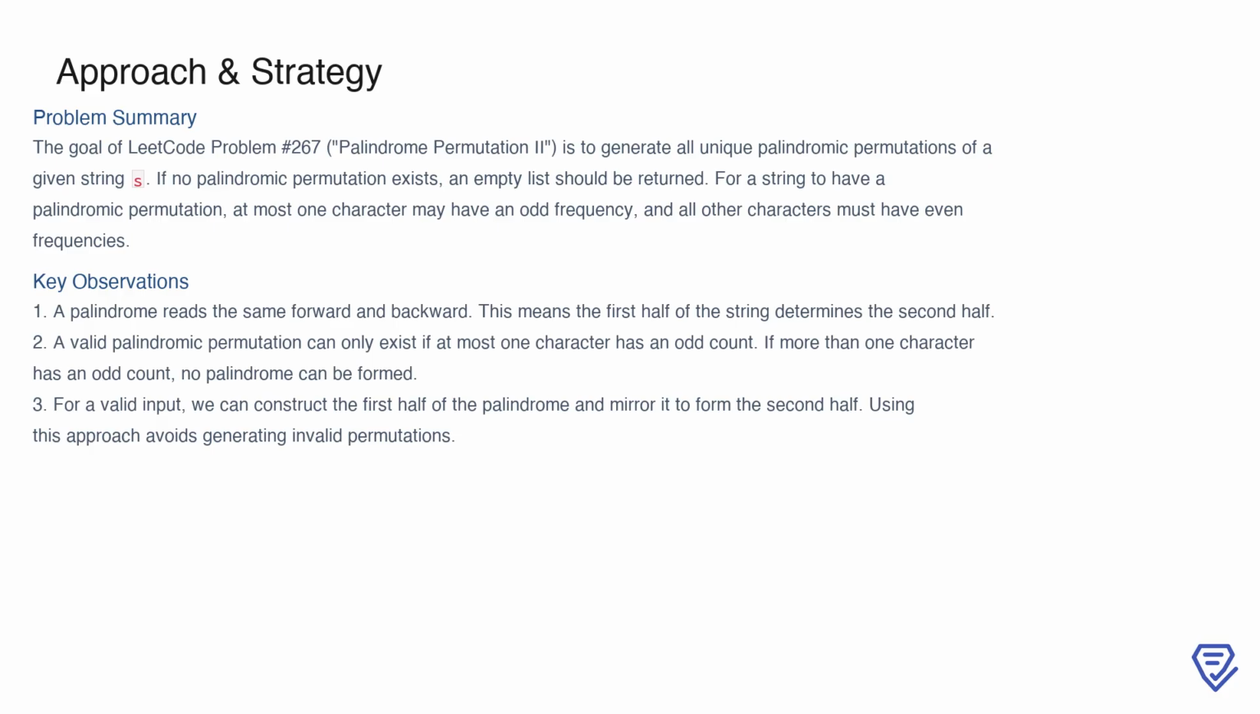With valid input, constructing a palindrome becomes straightforward. You only need to generate the first half, as the second half is simply a mirrored version of it. This insight is critical, as it eliminates the need to generate unnecessary full-length permutations, making the process more efficient.